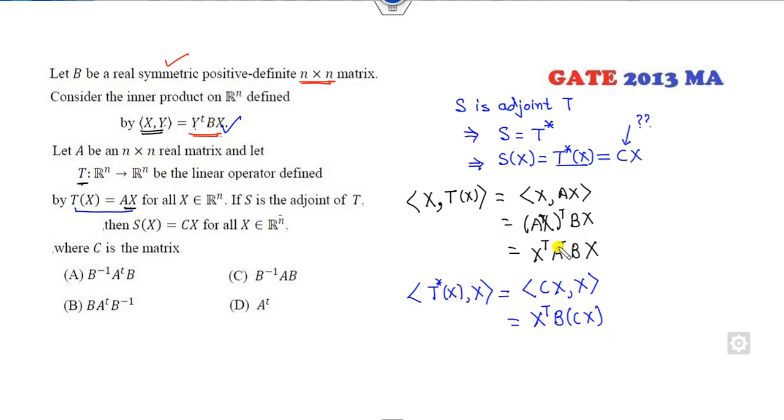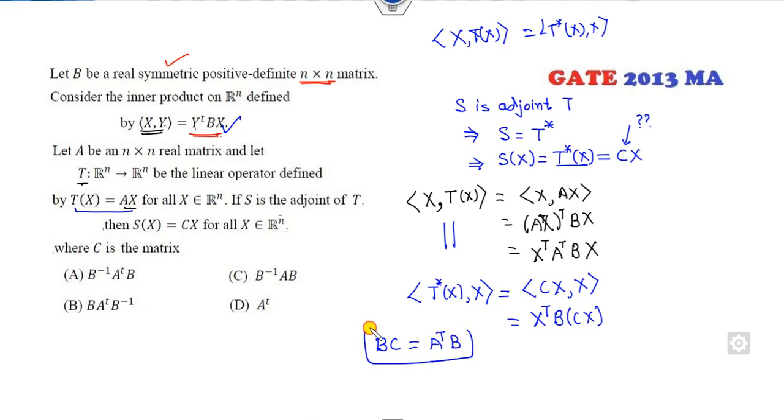Now if you compare two of them, because we all know they both are equal. Why? Because we know X comma T of X is the same as T star of X comma X if they are the adjoint. So from here you can see BC is nothing but A transpose B. So what is the right answer? C is nothing but my B inverse of A transpose B is the right answer.